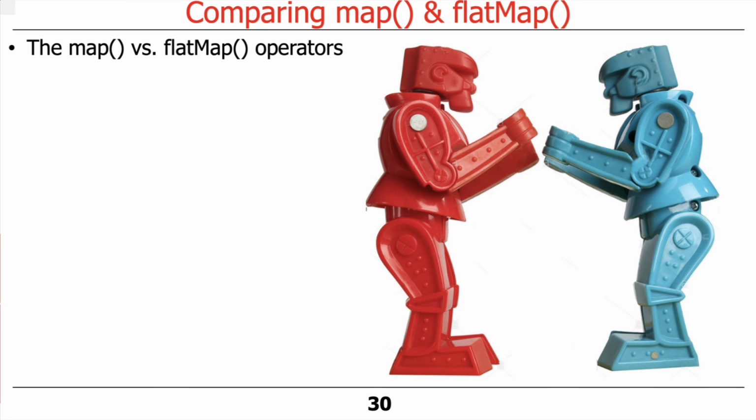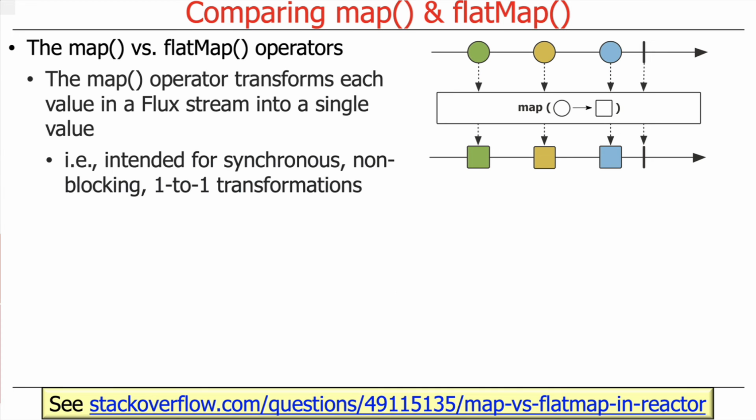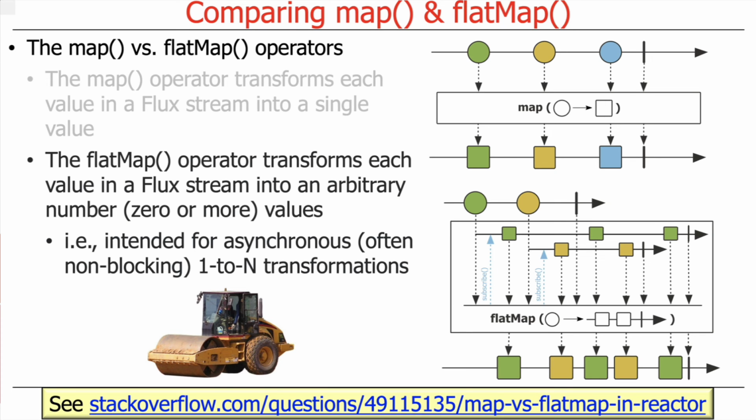It's also worth comparing flatMap and map. The map operation transforms each value in a Flux stream into a single value, so it's a one-to-one mapping, intended for synchronous, non-blocking one-to-one transformations. You can literally see one-to-one transformations there. In contrast, flatMap transforms each value in a Flux stream into an arbitrary number, zero or more, of values. It's intended for asynchronous, often non-blocking one-to-n transformations.